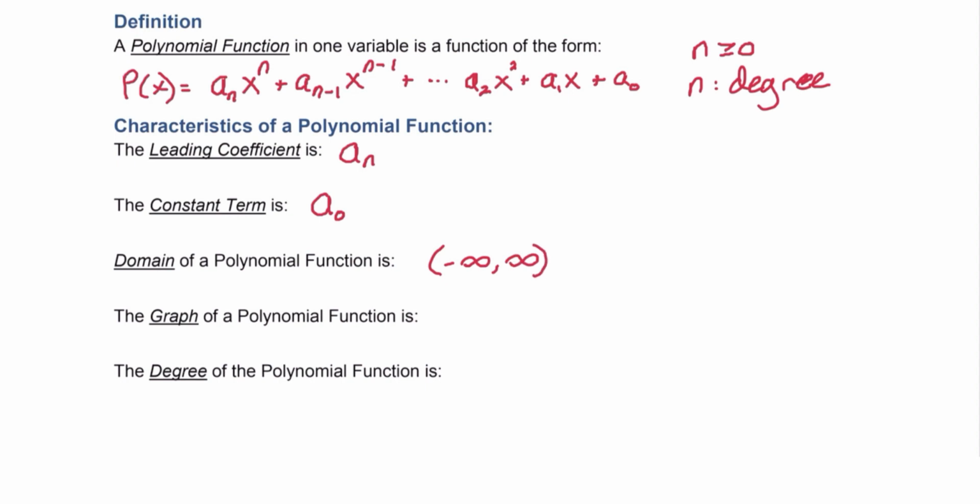The graph of a polynomial we say is smooth and continuous. Smooth meaning there's no jagged edges like you saw with an absolute value function. Polynomials are smooth and continuous. Continuous means we can draw the graph without picking up our pencil. You'll get a more specific definition of continuous in calculus. The degree of the polynomial, as we mentioned earlier, is n. It's the highest power on x.